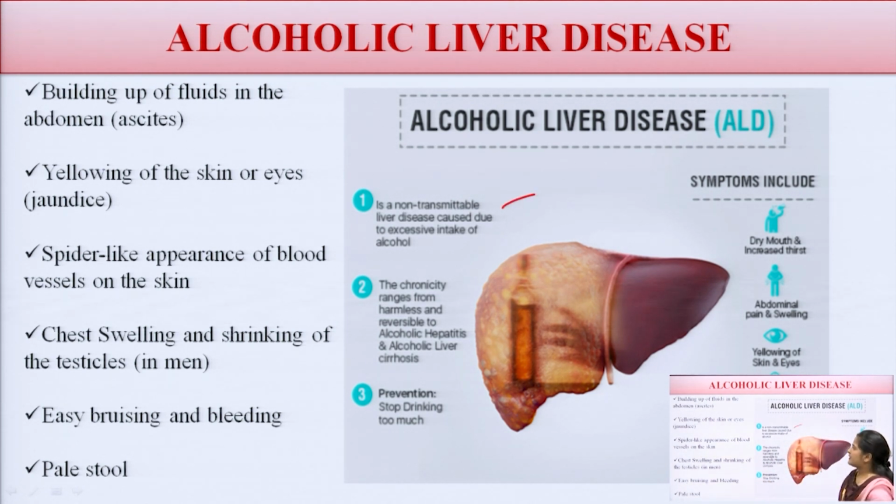This is the condition: a non-transmissible liver disease caused by excessive intake of alcohol. The chronicity ranges from harmless and reversible alcoholic fatty liver to alcoholic liver cirrhosis. Prevention: stop drinking too much. Symptoms: dry mouth, increased thirst, abdominal pain and swelling, yellowing of the eyes or skin, weight loss. Risk factor is alcohol abuse.